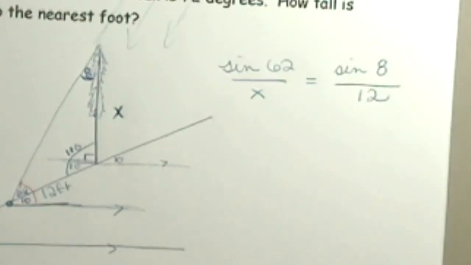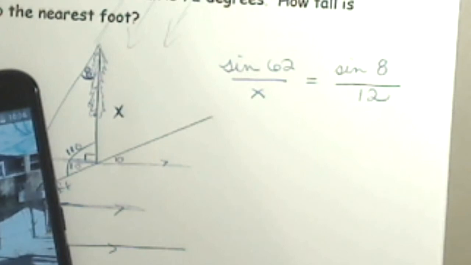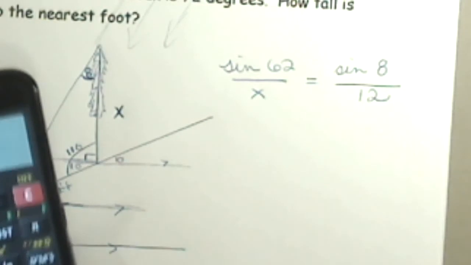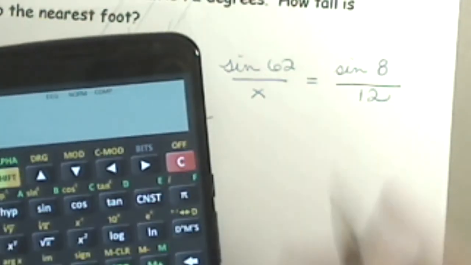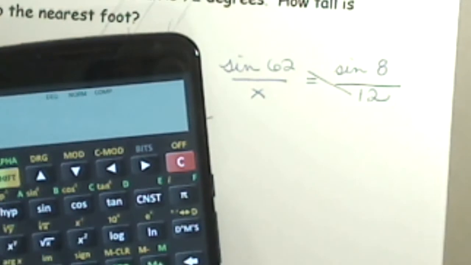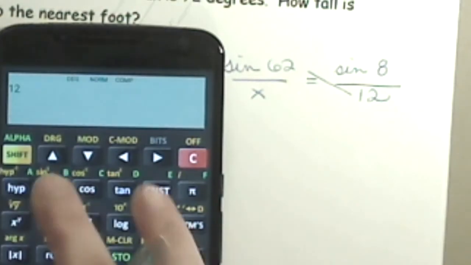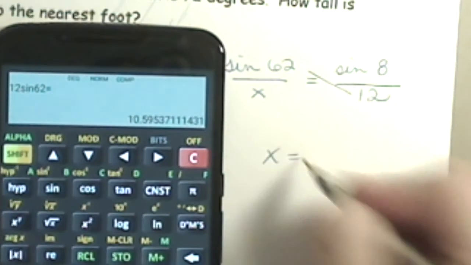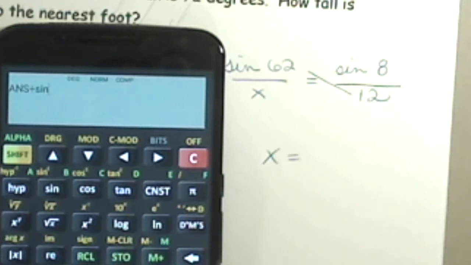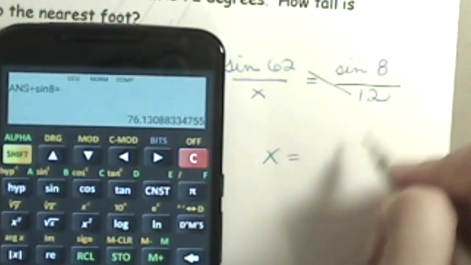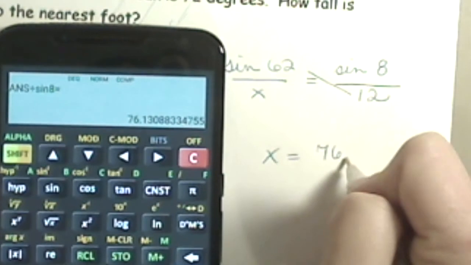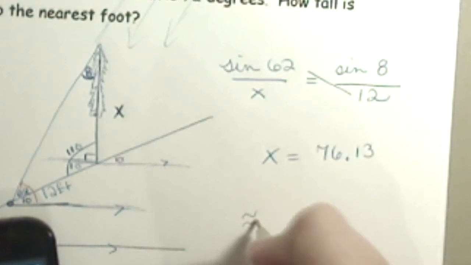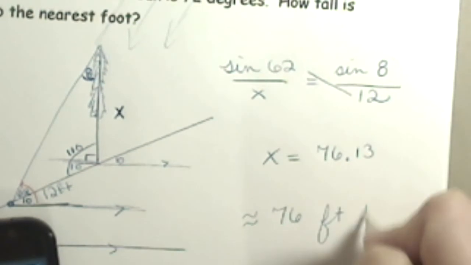So I will get my calculator here, clear out everything old. I'll do 12 times sine of 62, and then I will divide it by the sine of 8 to get what x is. I get 76.13. It says to the nearest foot, so we're going to say the tree is about 76 feet tall.